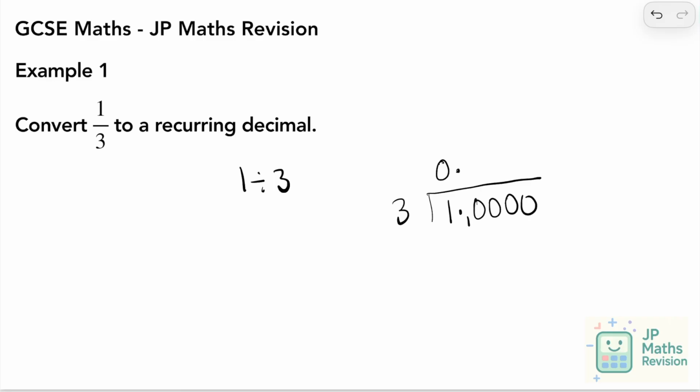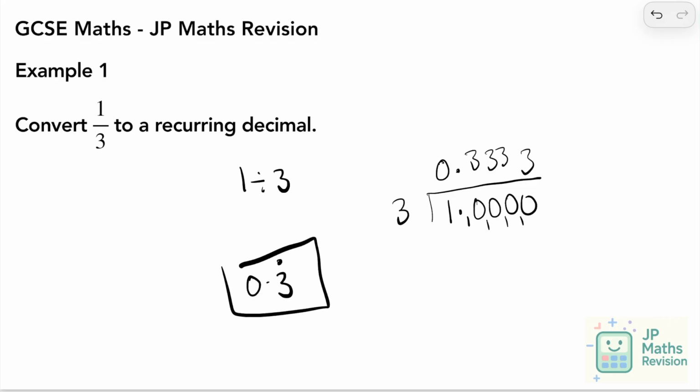And then how many times does 3 go into 10? Well, 3 goes into 10 3 times with 1 as a remainder. 3 into 10 again is 3 with 1 remainder, and again 3 with 1 remainder. You're starting to spot a pattern. So you can see that 1 divided by 3 is 0.3 recurring. And that's the answer to that question.